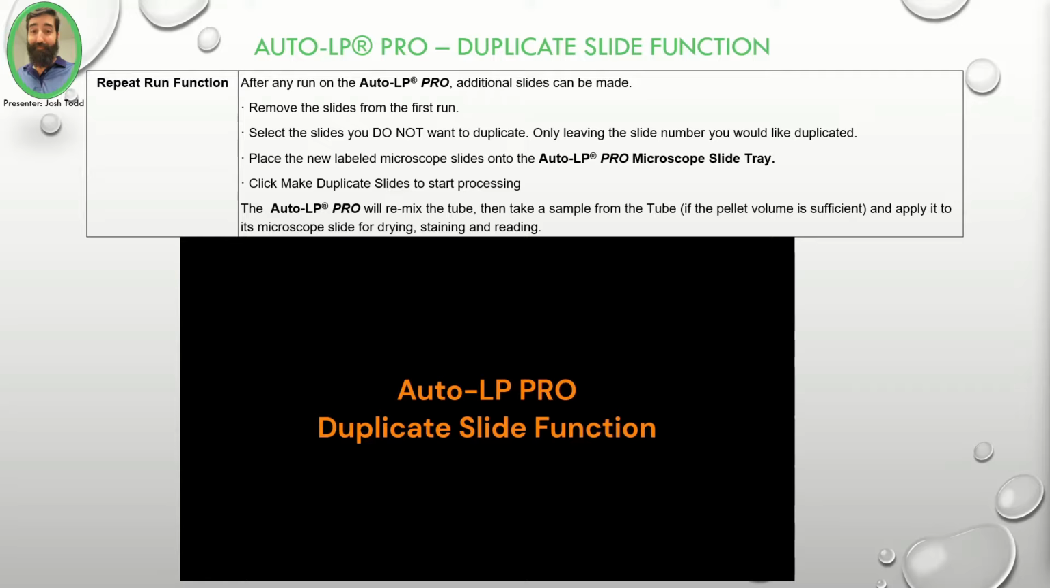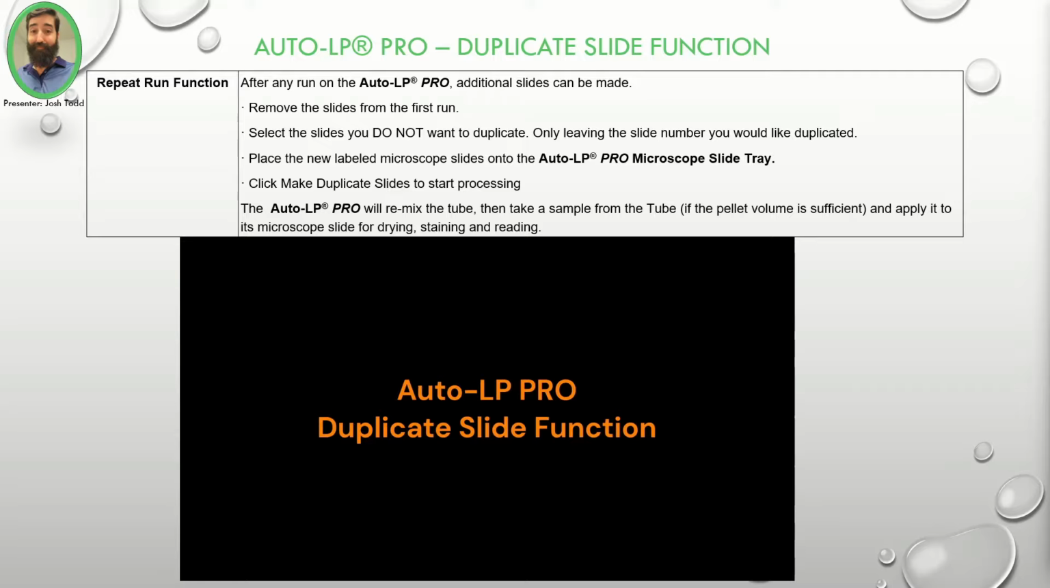To duplicate your slides, remove the slides from the first run. Select the slides you do not want to duplicate, only leaving the slide numbers you would like to be duplicated on the processing screen. Place the new labeled microscope slides on the AutoLP Pro microscope slide tray, and click the Make Duplicate Slides button on the processing screen to start the processing run.